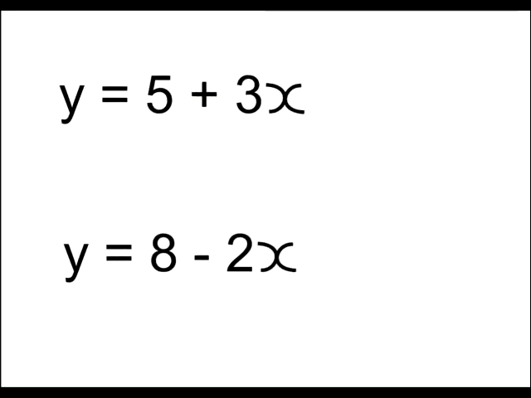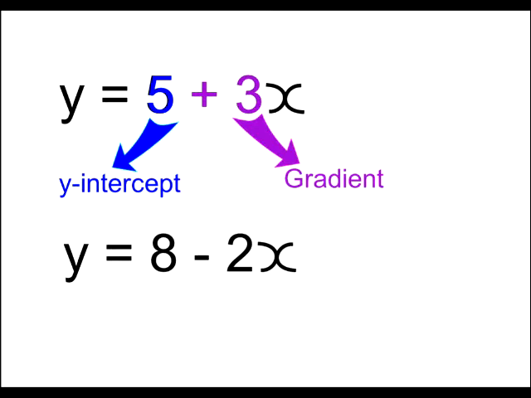These are trickier. So the bit with the x is not this, it's here. Now a lot of people learn it's always the first number that is the gradient. It's not. It's the bit with the x. So that means it's a 3, positive direction. And the 5, the bit on its own, is also a positive number. So that means it crosses the y-axis at 5.